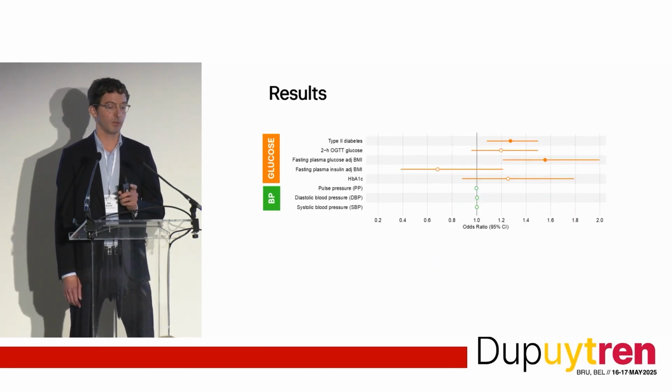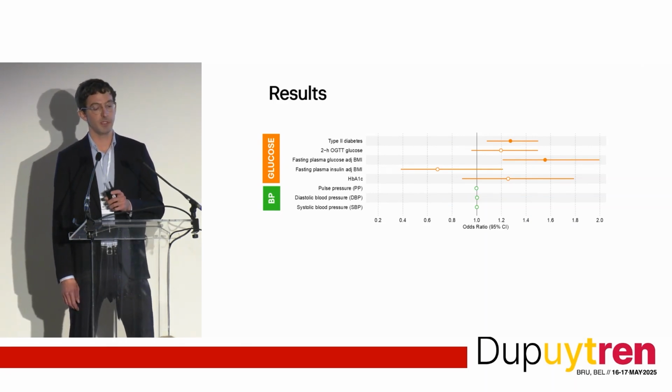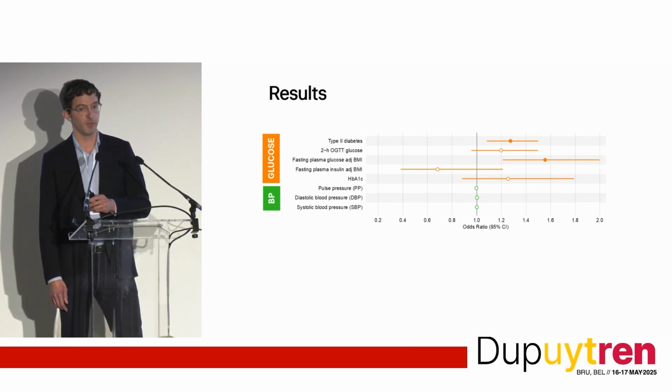Looking at glucose and glucose handling, type 2 diabetes and fasting glucose, we can see causal risk factors. Conversely, looking at blood pressure, these traits have no causal impact on the development of Dupuytren's disease.